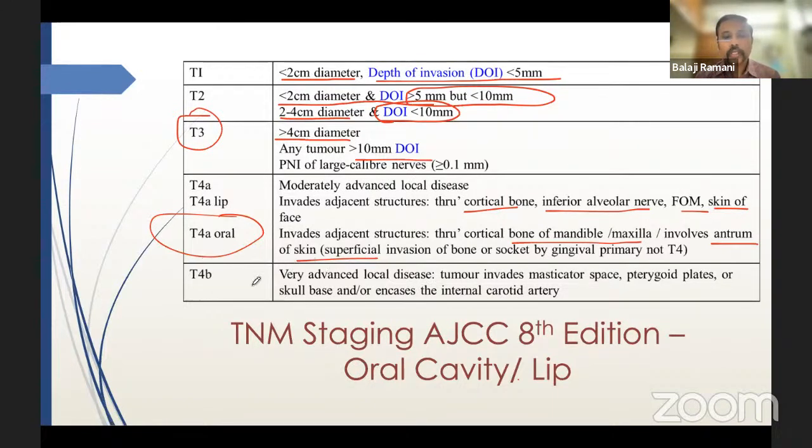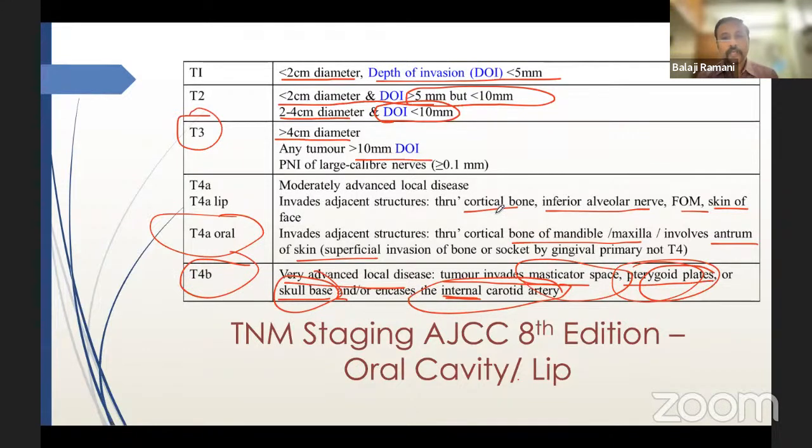So what is this locally advanced disease? Very locally advanced disease is whenever the tumor invades the masticator space, pterygoid plates, the skull base, or the internal carotid artery. Don't forget this. It is the internal carotid artery, because the external carotid artery you can still resect without any problem, or you can tie it off as well. So involvement of the internal carotid artery, pterygoid plates, masticator space, or skull base, these four, whenever present, is known as T4B or a very locally advanced disease.